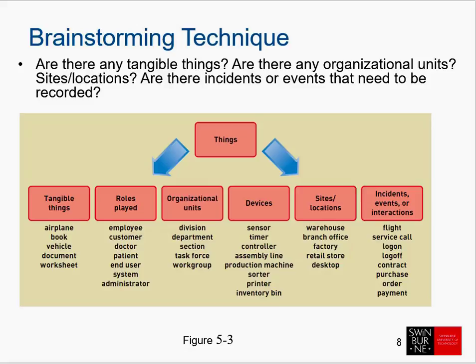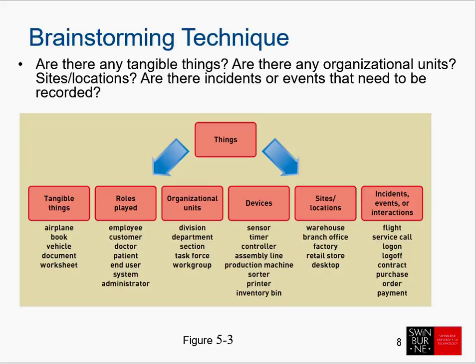Other types of things can include an organizational unit, such as a particular division, a department, or even a work group, and also a site or a location such as a warehouse, a store, or a branch office. So these might be important things that we can consider in a system.